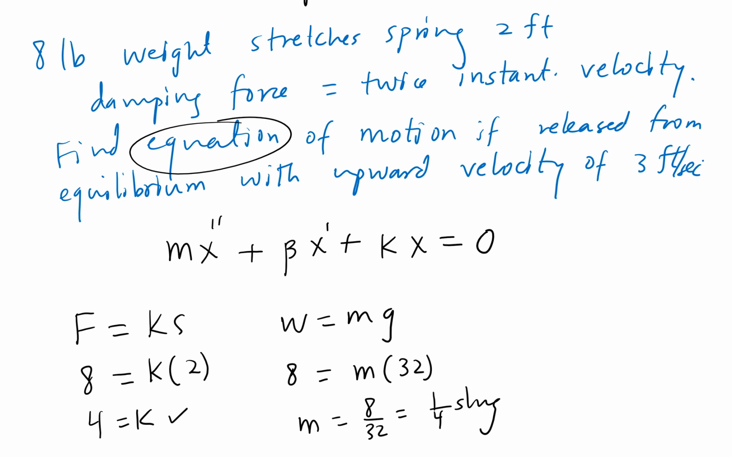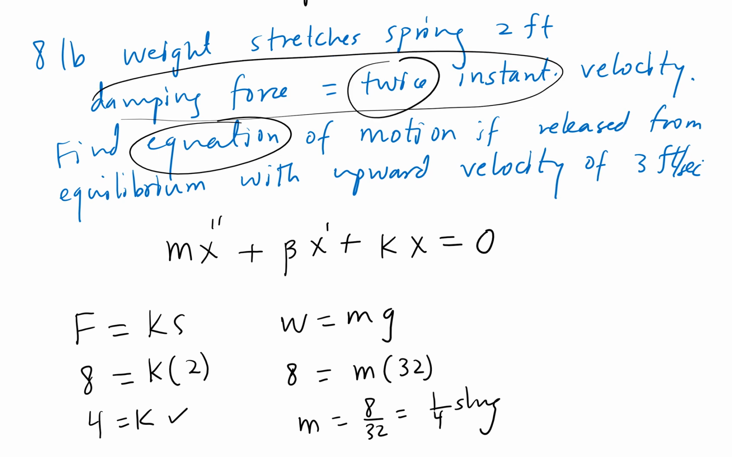What else do we need? We found m and k. We need beta. Because it says the damping force is twice, this twice means beta. Beta is 2. So we found them.